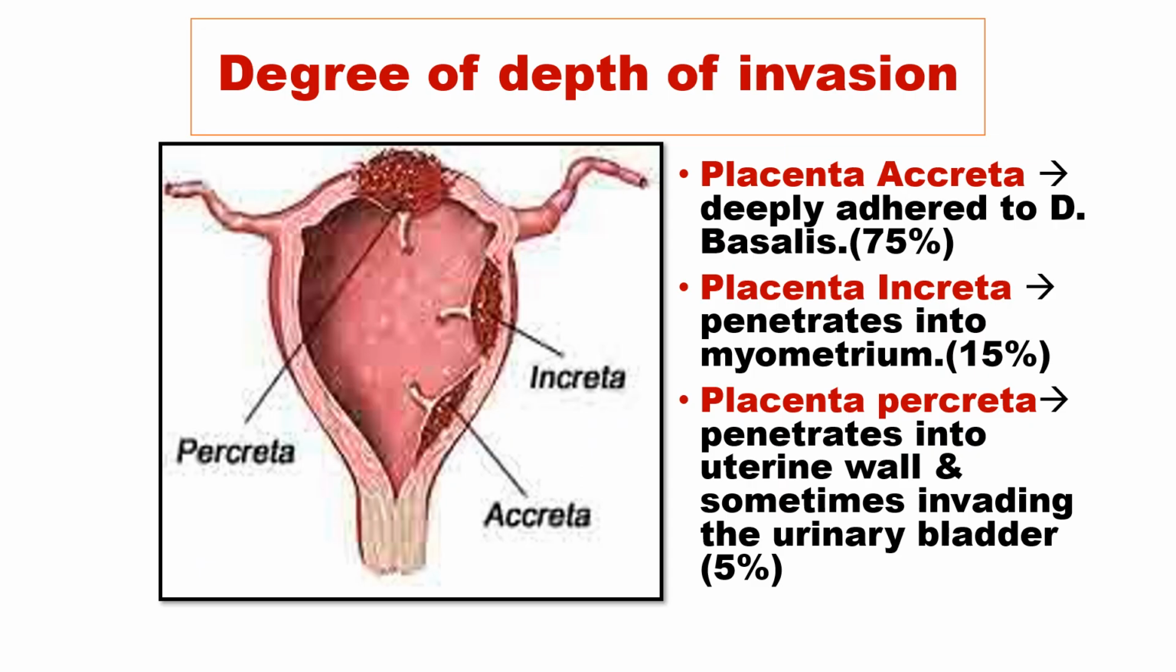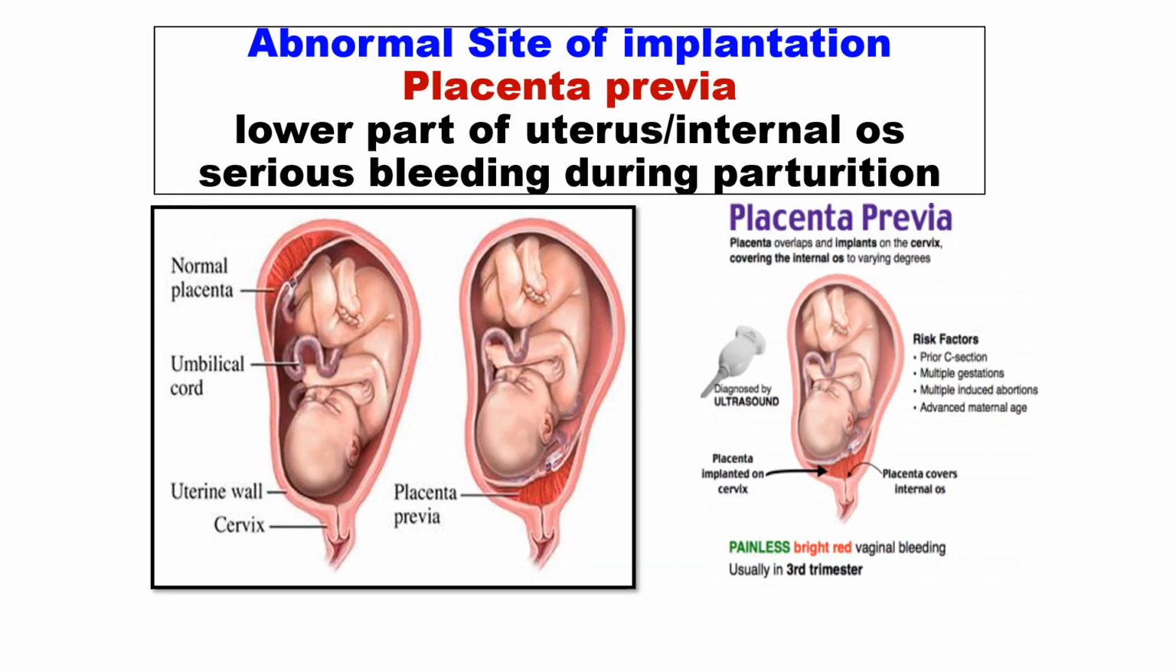Degree of depth of invasion. Placenta accreta is deeply adherent to the decidua basalis, which forms usually 75%. Placenta increta penetrates into the myometrium, 15%. Placenta percreta penetrates deeply into the uterine wall, sometimes invading neighboring organs like the urinary bladder, about 5%.